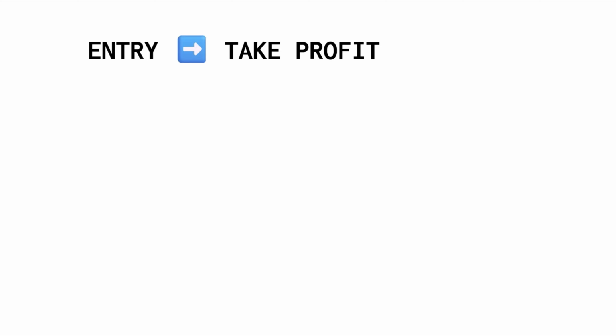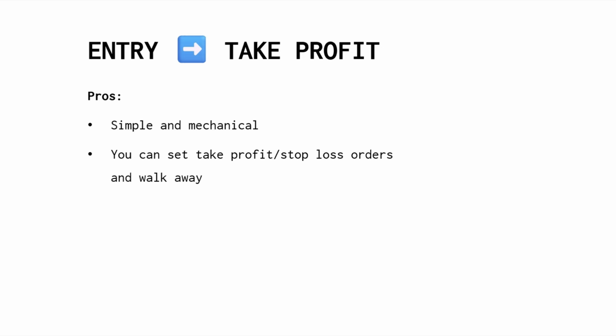So for the first strategy, there are some pros and cons to entering on a trade and then taking profit. Here are the pros. It's simple and mechanical. Some people like to trade, they set and forget. You get in and then you set your sell order for a certain profit amount. You could set and take your profit or stop loss orders and then you walk away. And it takes the emotion away from your exit decisions. So you don't have to worry about making decisions minute to minute, hour to hour.